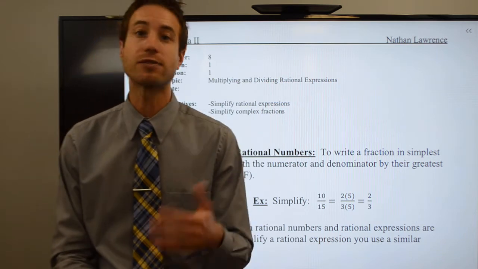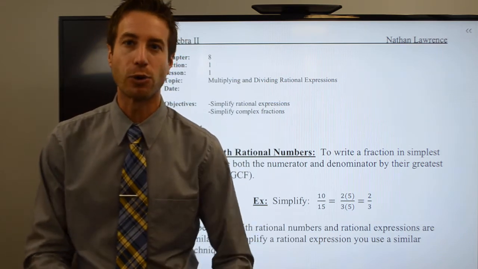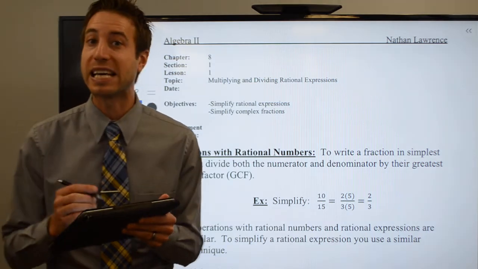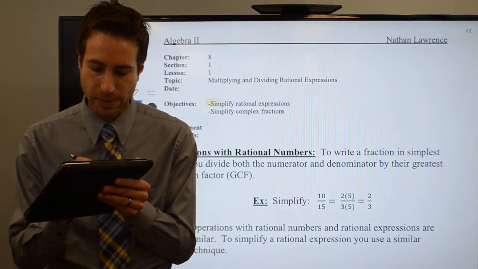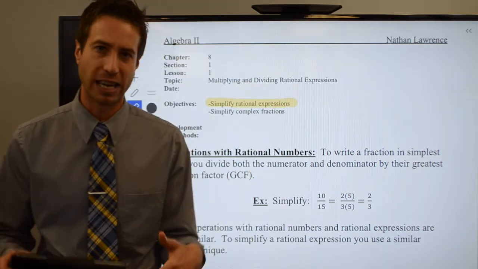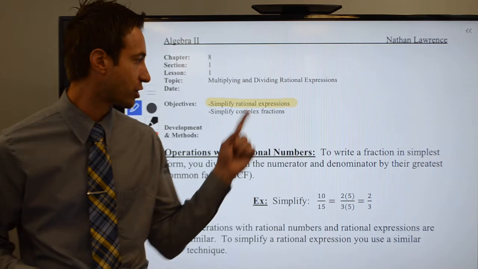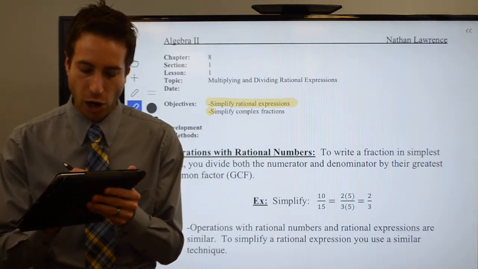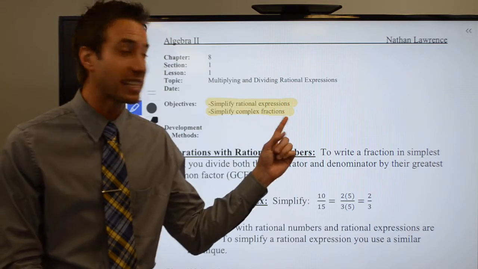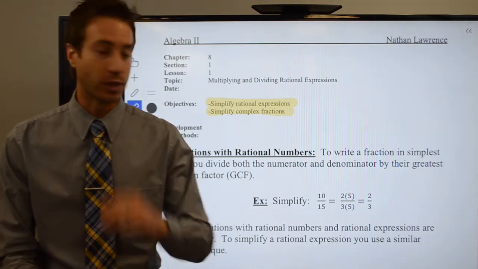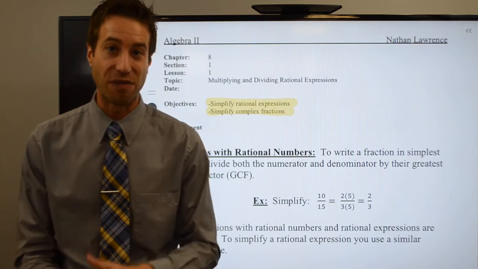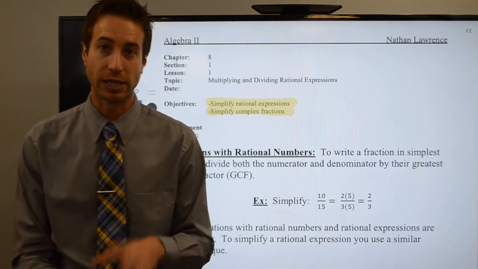So a couple of objectives or learning targets to help us focus as we go through this set of notes. The things you will want to be able to do by the end of this set of notes is simplify rational expressions, and that's where we'll start. We'll begin our discussion with simplifying rational expressions. We'll then move on to simplifying more complex fractions. You could actually replace fractions again with rational expressions, and that's where we get into multiplying and dividing rational expressions.